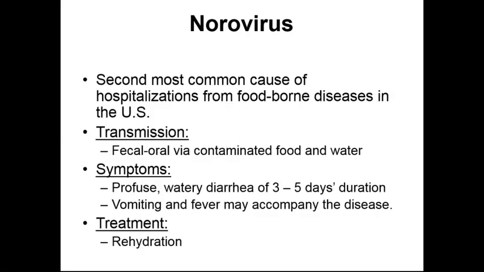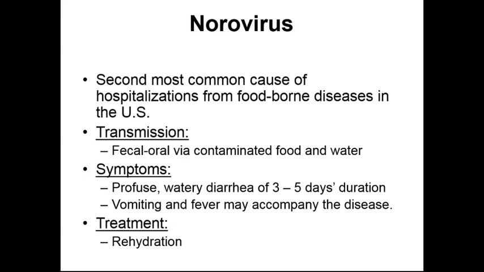Our next virus is the norovirus. It's the second most common cause of hospitalizations from foodborne illness in the United States. Norovirus is quite common. The fecal-oral route via contaminated food and water is the preferred mode of transmission for this virus. It's typically going to be associated with food, with employees at restaurants not washing their hands after going to the bathroom and then spreading the virus to the food that's being prepared.